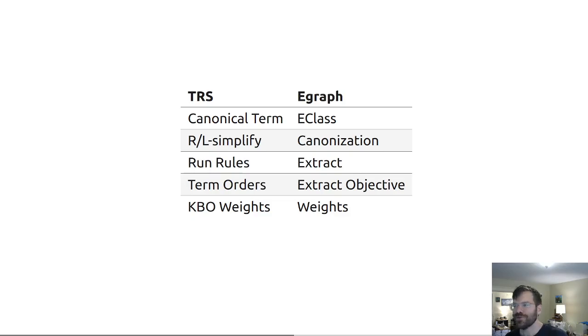The typical thing you do, the simplest thing you can do, is you want the smallest term in terms of node count. And there's a dynamic programming algorithm that can do that for the EGraph. But running the rewrite rules will get you the same thing if you make the association that the term order of the term rewriting system corresponds to the extraction objective of the EGraph. And also, in this case, if you use Knuth-Bendix ordering in particular, the weights there correspond exactly to the weights you can add to the extraction objective in the EGraph extraction algorithm.